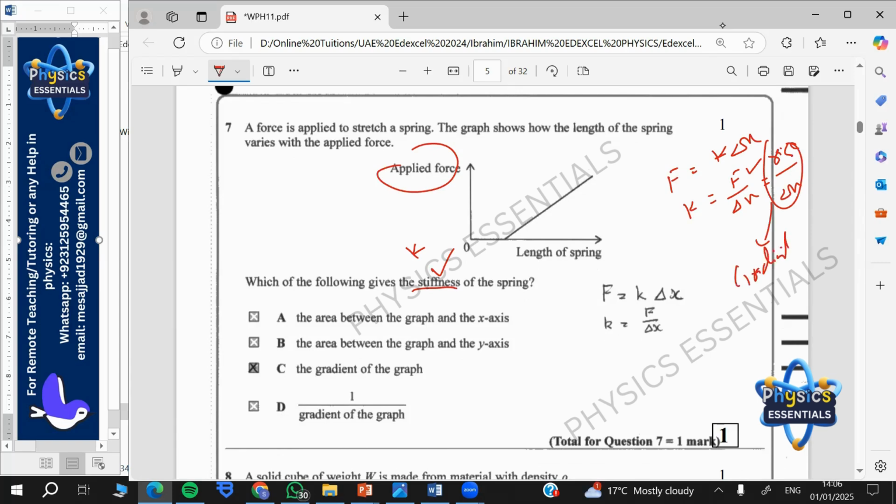Okay. Now this part actually shows actual length and this part shows extension. So for example, this was 2 meter and this was 3 meter. So this rise in the curve is actually giving you the extension. Okay.